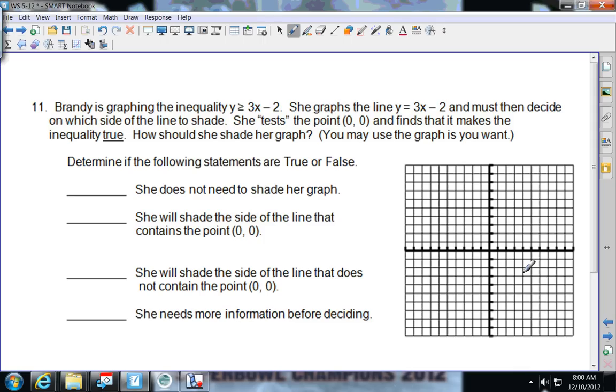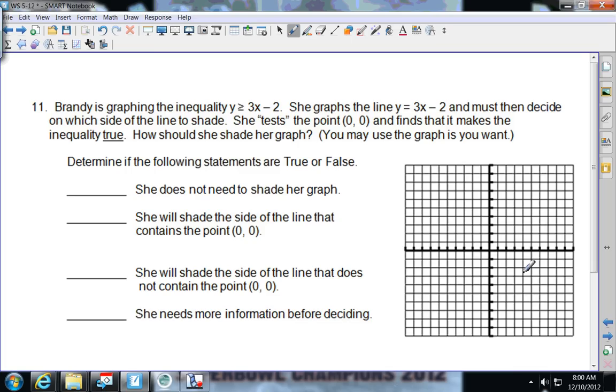Okay, on this one, it says Brandy is graphing the inequality y is greater than or equal to 3x minus 2. She graphs the line y equals 3x minus 2 and then must decide on which side to shade. She tests the point 0, 0 and finds that it makes the inequality true. How should she shade her graph?